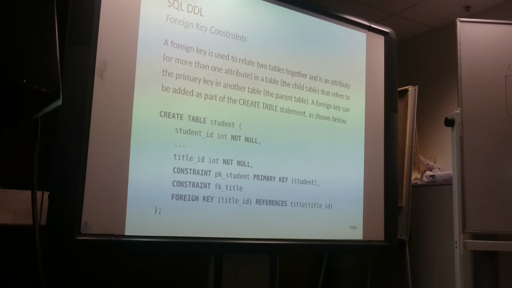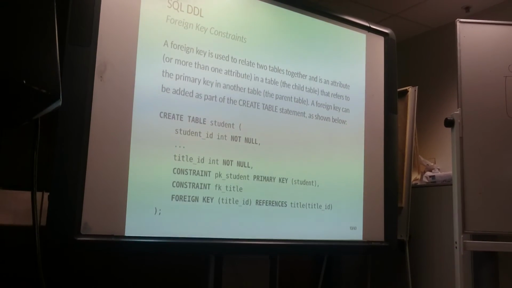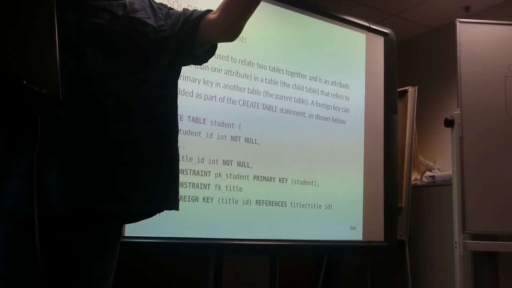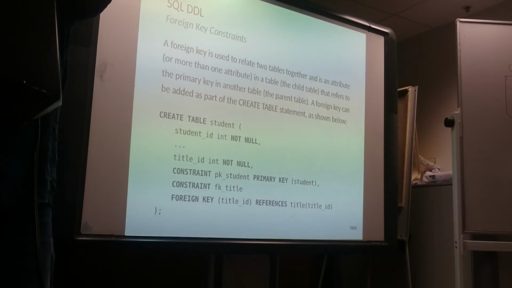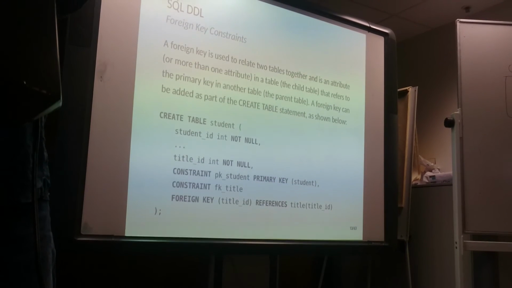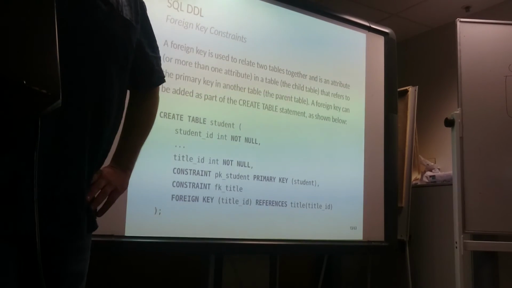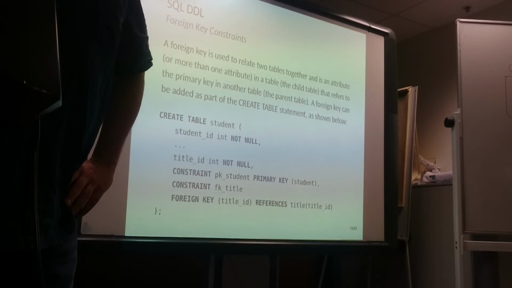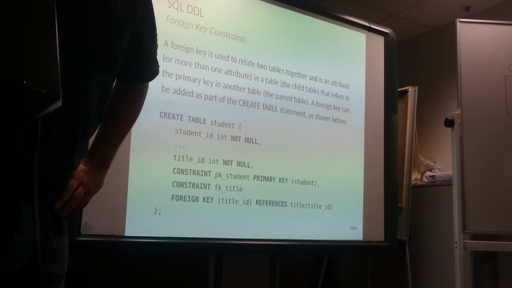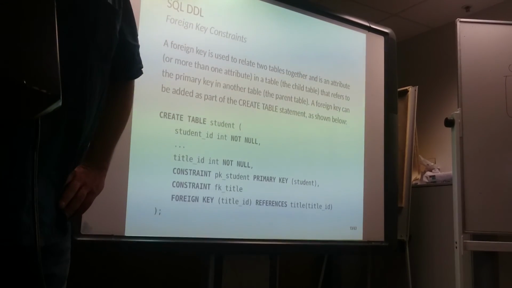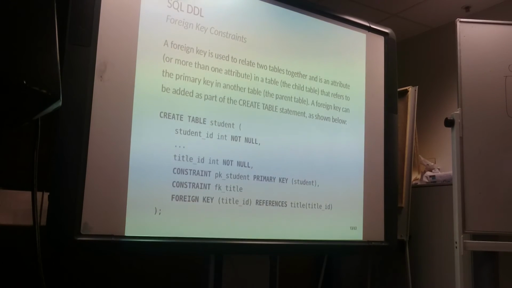I just did this to make it short. Were you given any advice on how to name foreign keys? No? Yes? Well, generally, as I said, I would go FK underscore foreign table name underscore foreign table attribute. Someone told us not to use underscores. Sorry? Someone told us not to use underscores. You can use underscores. Yeah, you can.